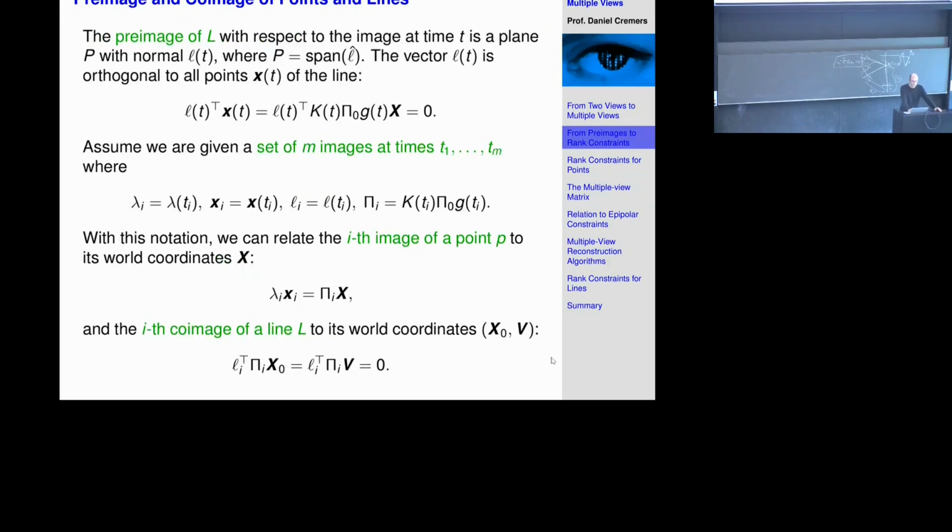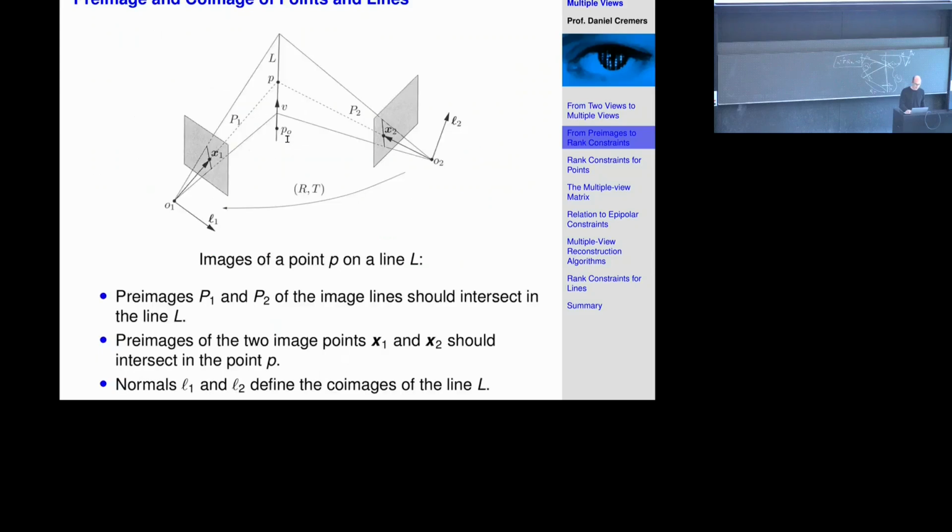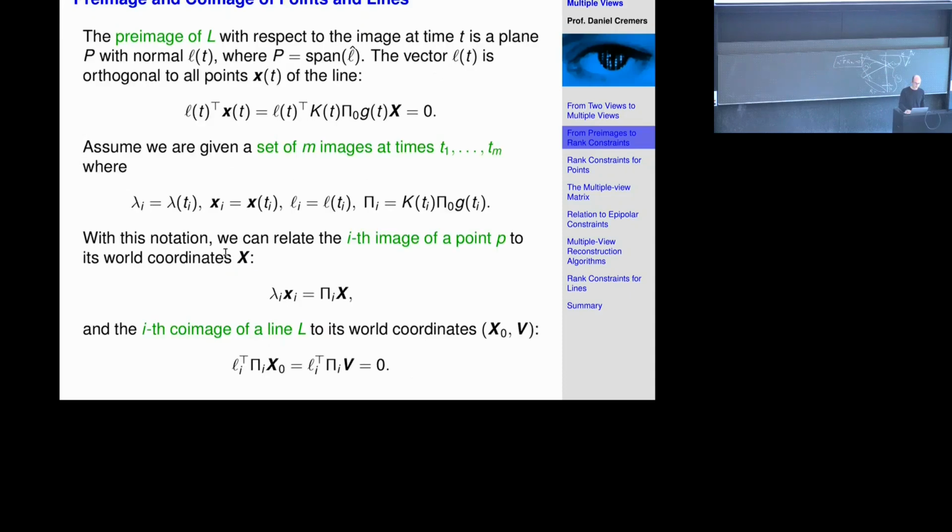Now we can do pre-image and co-image of points and lines, and then we can say the pre-image of a line L with respect to the image at time t is the plane with normal L, where P is this plane that is spanned by L hat. And this vector L is the vector that is orthogonal to these points. I guess you can see it in this image. This is the vector L. It's orthogonal to the plane, so the dot product with L must be 0.